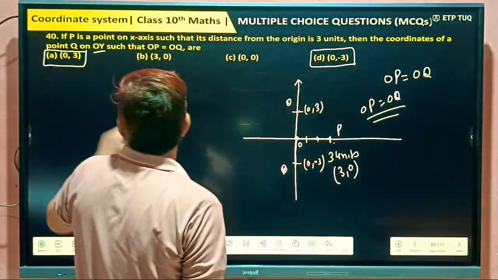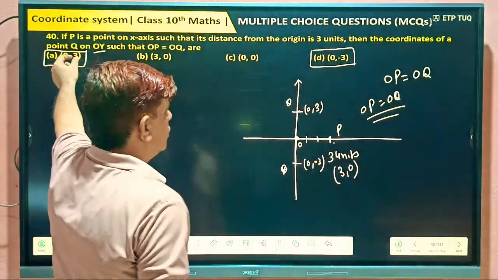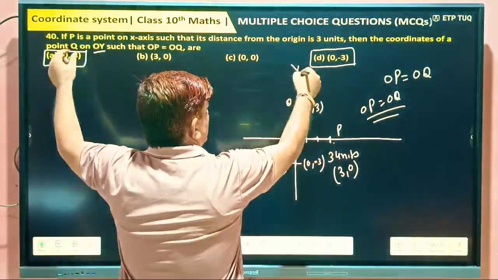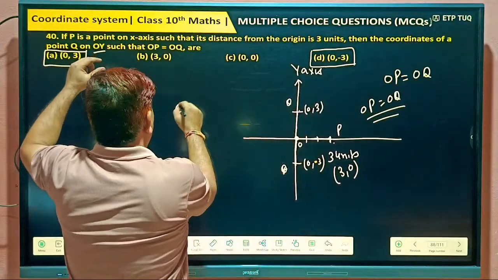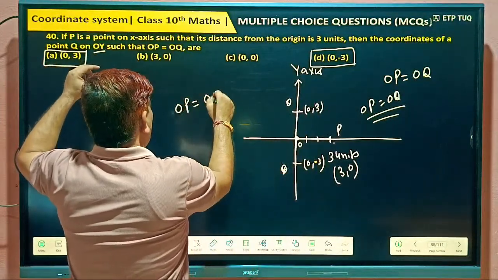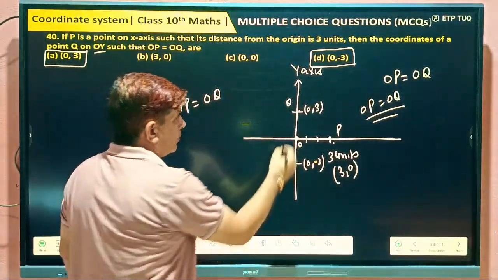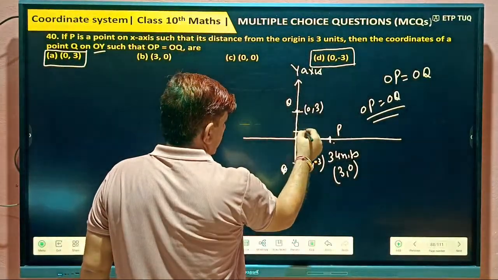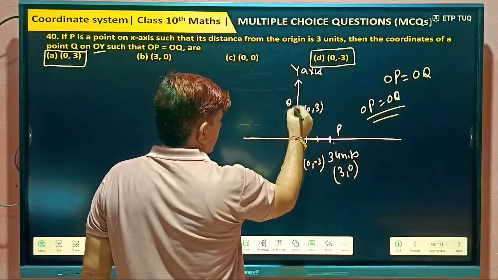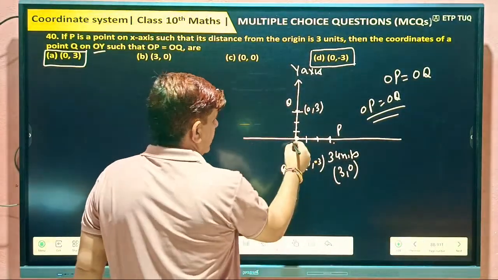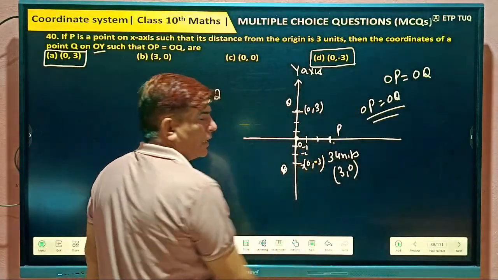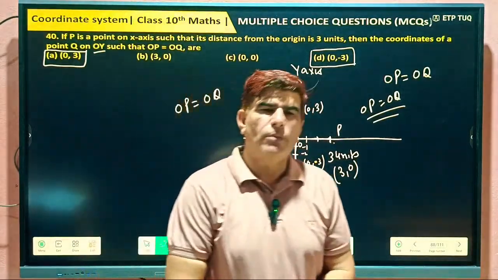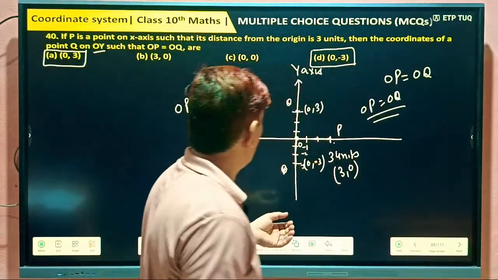Then the coordinate of a point Q, which is on OY, the y-axis, such that OP equal to OQ. So one point is this, 1 unit, 2 units, and this is the 3rd unit. And 1 unit, 2 units, minus 1, minus 2, minus 3, but length is never negative, always positive. That's why I'm saying 2 answers are possible.